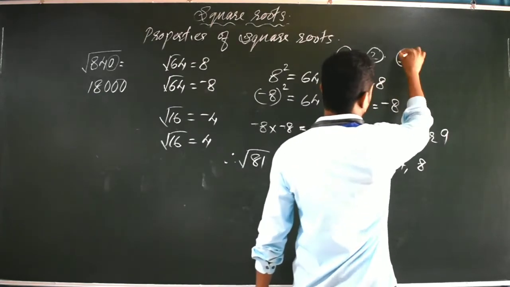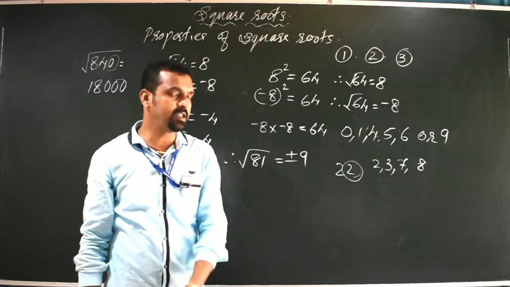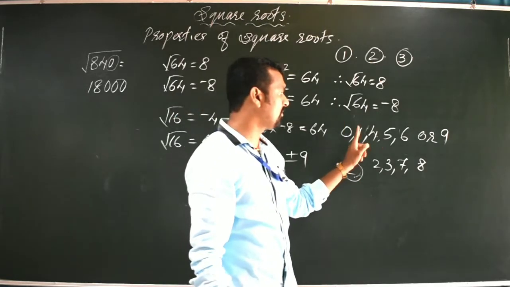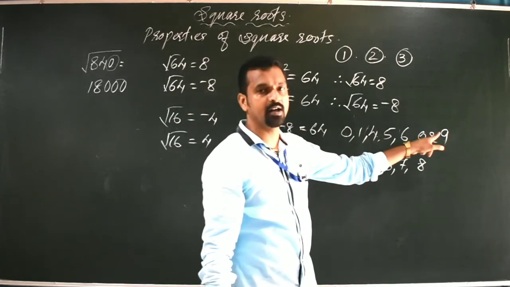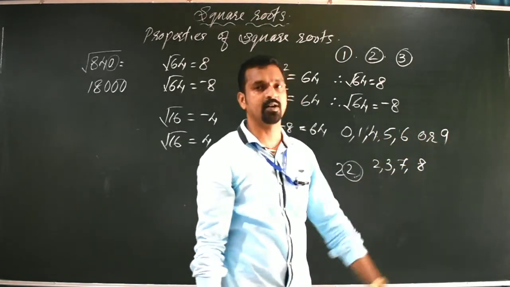That is the third property. If a number has a square root, then its unit digit must be 0, 1, 4, 5, 6 or 9.